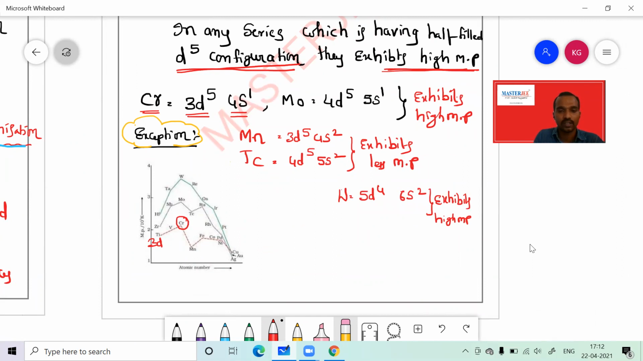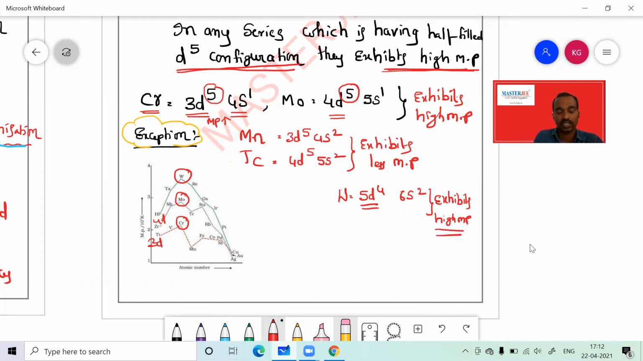Okay, so it is satisfying: where there is a d5 configuration, the melting point is high. What I said is correct. Next, in the 4d series, molybdenum exhibits the highest melting point. Here also we can see a d5 configuration. Because of the d5 configuration, molybdenum exhibits the highest melting point in the 4d series. Next, we have two exception cases. Even though tungsten does not have a d5 configuration, it exhibits the highest melting point.